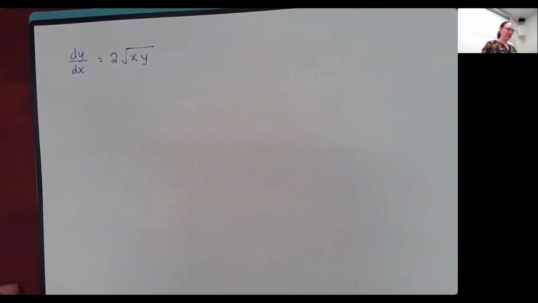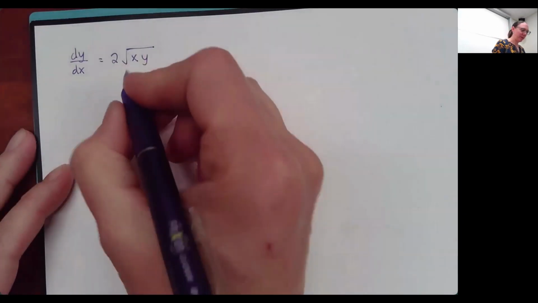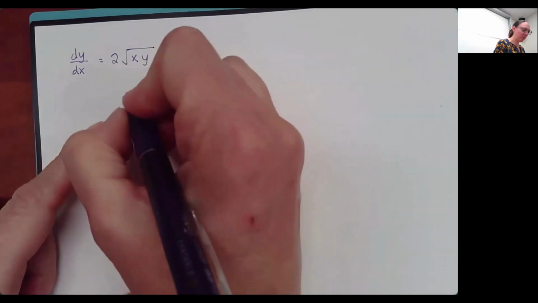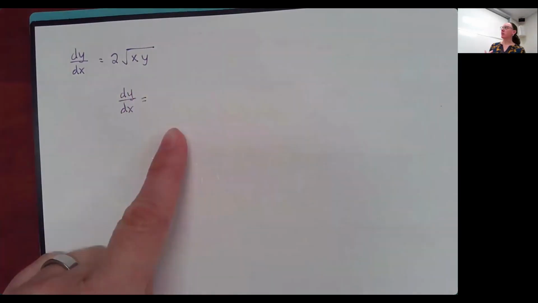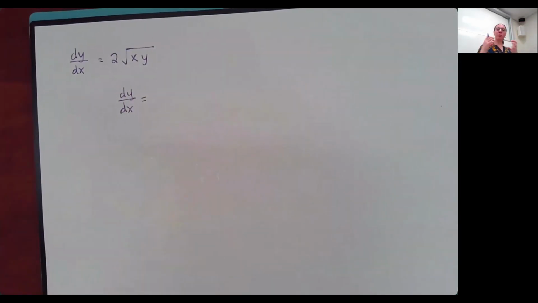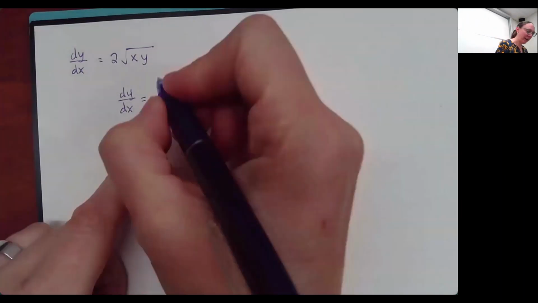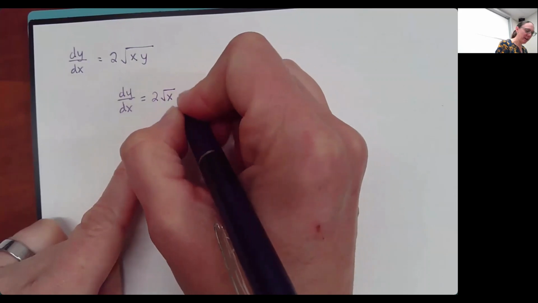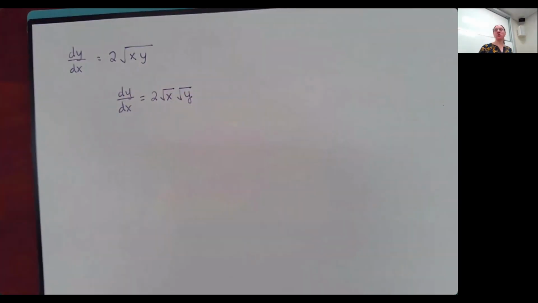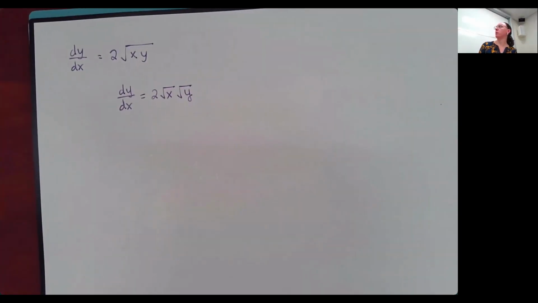Let's give this one a go together. I'm going to just scoot this over a little bit so I've got a little more space to write. So the first thing is to notice that if I have two things multiplied together under a square root, I can break that apart and call that the square root of x times the square root of y. Can't do that with addition or subtraction, but I can do it with multiplication.